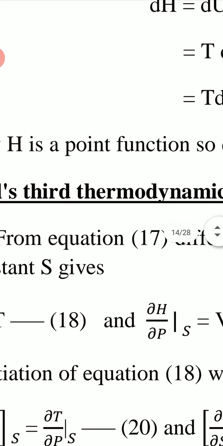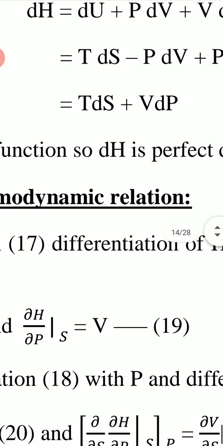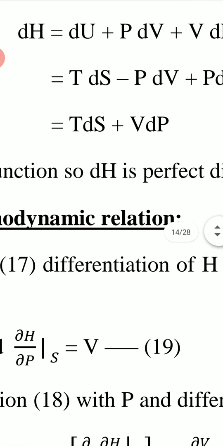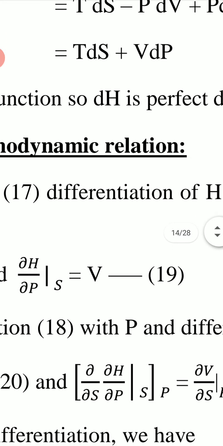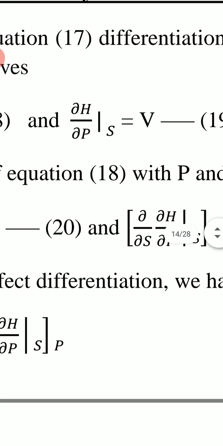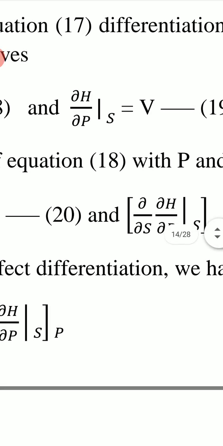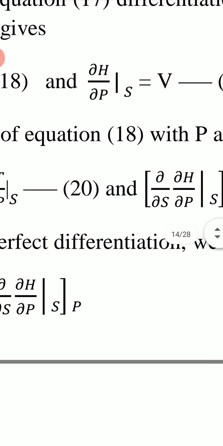And similarly, if we keep S constant, then the first term will be 0, and then we have dH equal to VdP, or delta H upon delta P equal to V. It is for constant S. So we write this equation delta H upon delta P equal to V. It is for constant S. So we write these two equations 18 and 19.